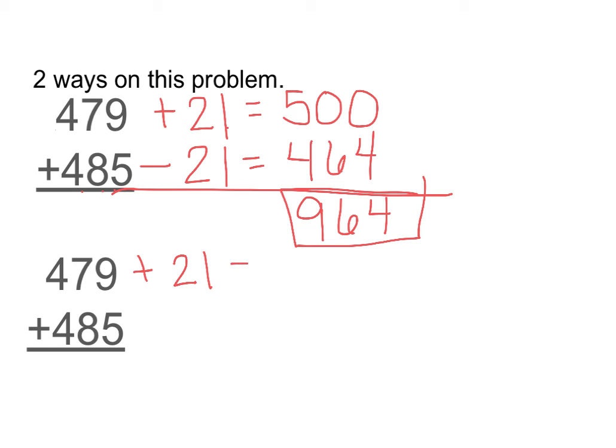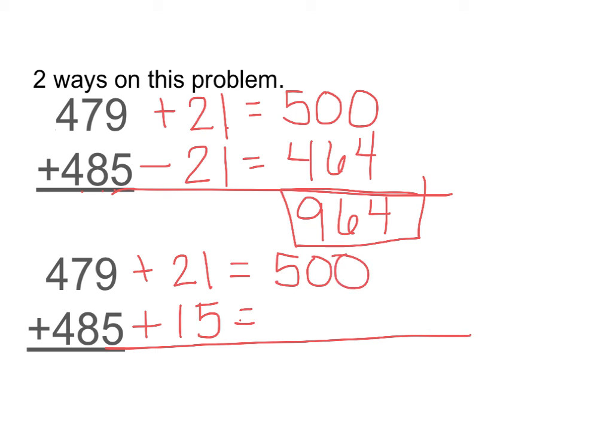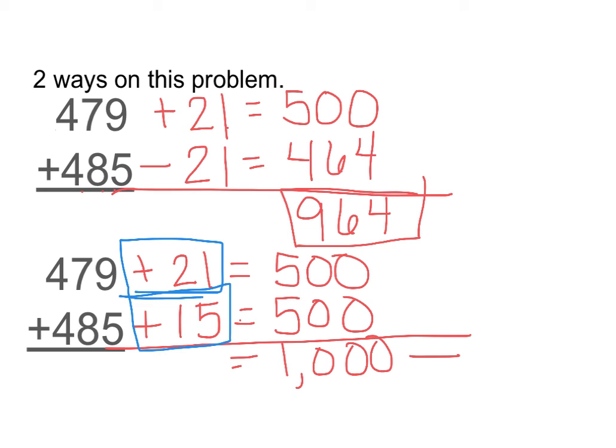Let's add the 21 and add the 15, which is both of their partners. This is now 500, and that's now 500. We have 500 plus 500 equals 1,000. But again, this 21 doesn't exist. I just added it to make it easier to get it to the next 100. So I need to subtract it. So 21 plus 15 is minus 36. So 36's partner is 64.